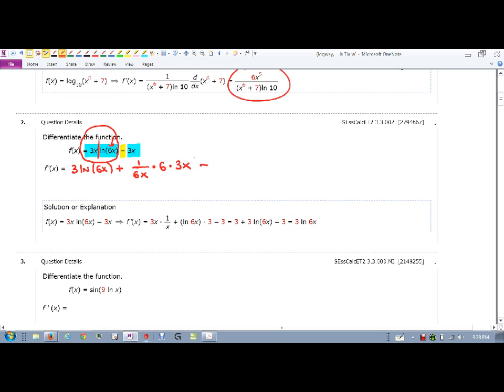Now we want to say minus the derivative of 3x, which is just 3. So cleaning this all up, we have the 3 natural log of 6x. And then here, let's see what happens. We get our x's to cancel, we get our 6's to cancel, we just get a 3, but then we come in here and we subtract 3, and 3 minus 3 is 0, so this is the only thing left.